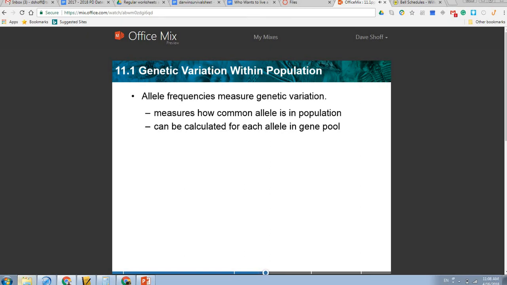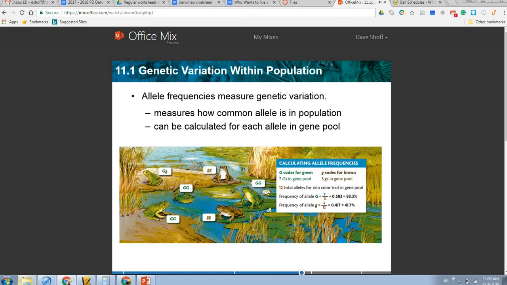And just by looking at a population, you don't know what allele is most common in that population, because you may end up seeing the dominant trait more often, but the population could be mostly heterozygous, and then the few that are recessive in the population end up making the recessive allele more common than the dominant allele. So this is just showing you the calculation of the allele frequencies there.